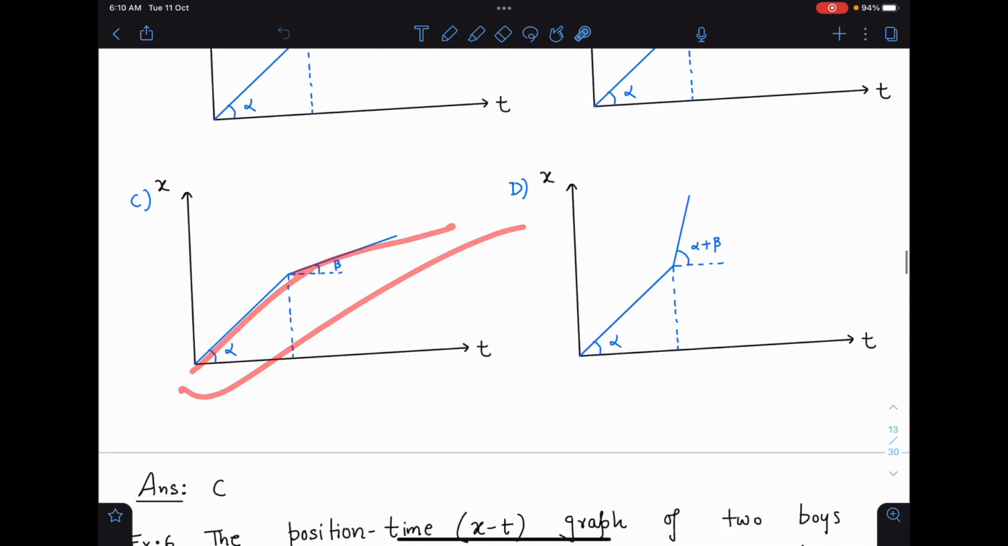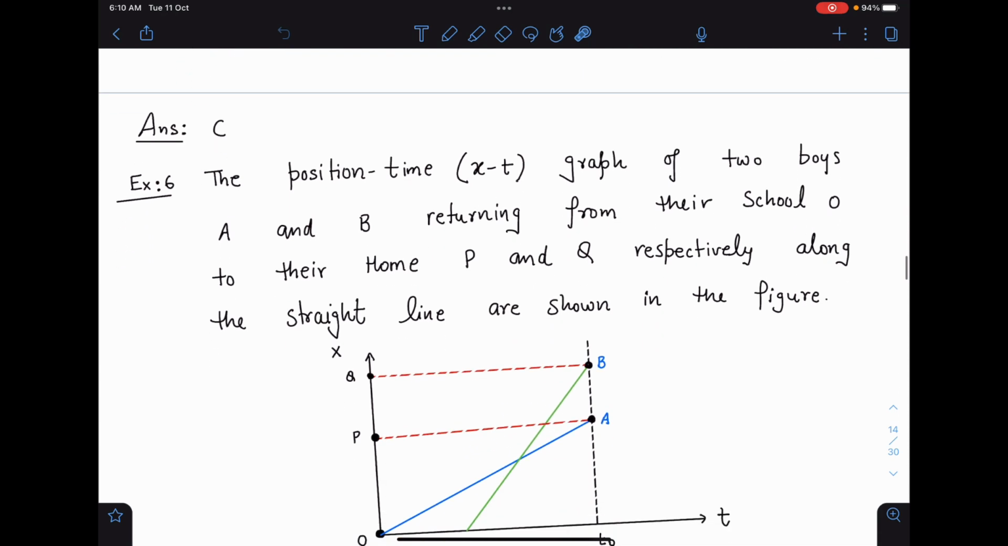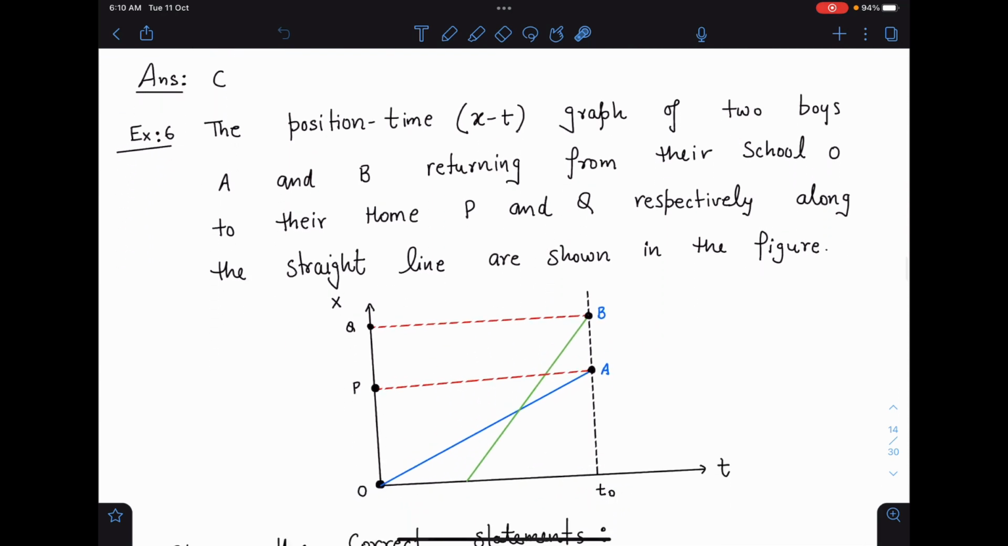Next is the position time graph of two boys A and B returning home from their school to their homes P and Q respectively. So A is going to P and B is going to Q. Along the straight lines as shown. So let's read the graph. Let's talk about A first. So A is a constant line we are getting.